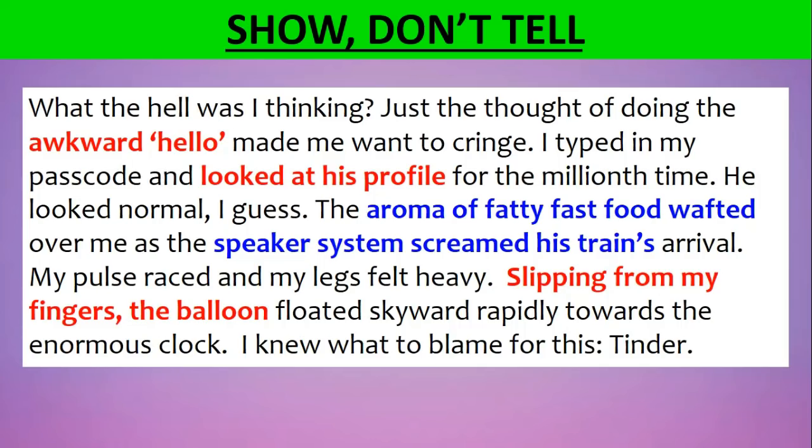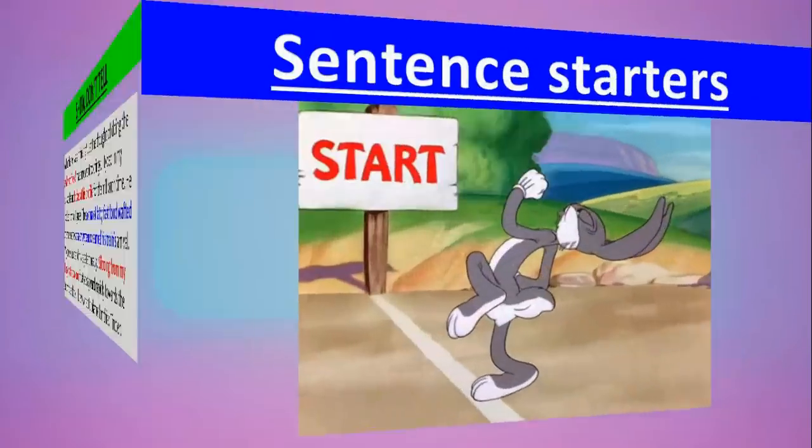And again, am I showing the reader where I am? Am I saying straight away I'm at a train station? No, not straight away. It does say train's arrival, so we know we're at a train station. But speaker system screamed, yeah? Fatty food. Again, we're showing the reader. We're giving clues where we are. We're not telling them where we are straight away.